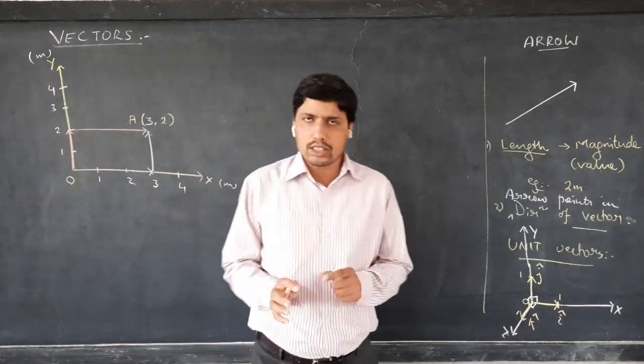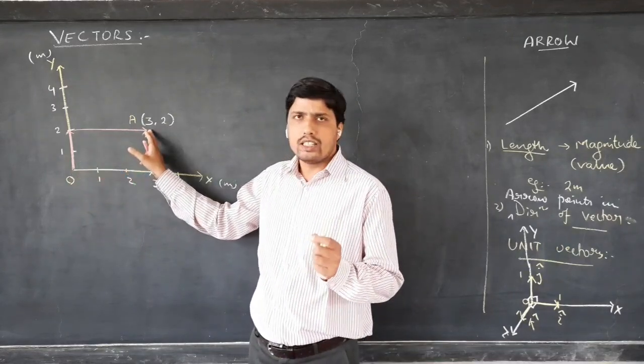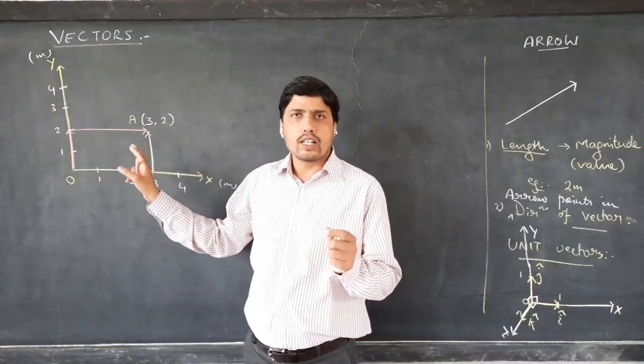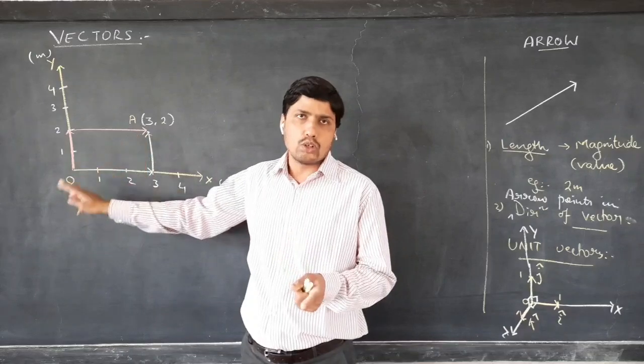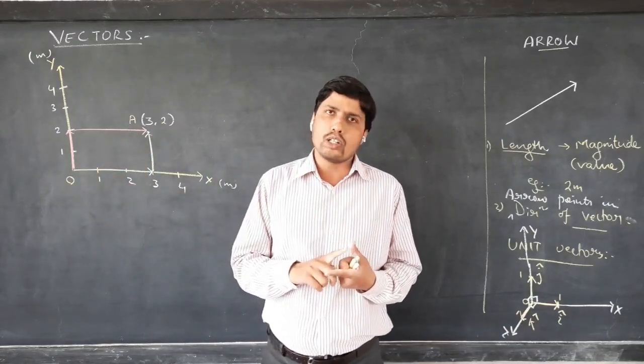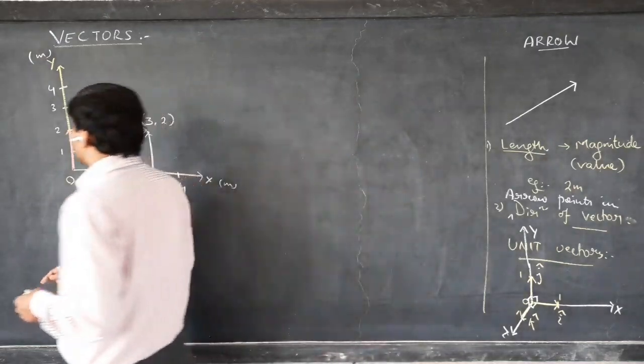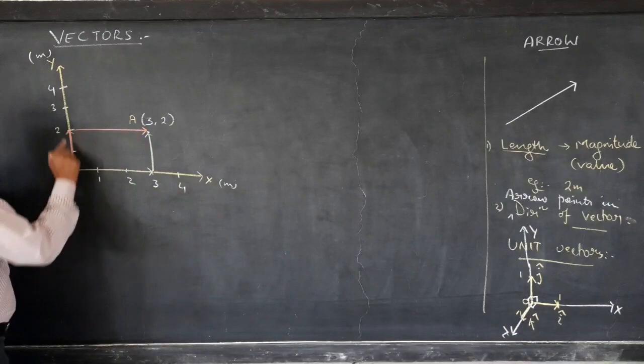Now let me repeat what I told. O is the origin. There is some point A, 3, 2. You are given a task to reach point A from origin. You are constrained to move either along x-axis or along y-axis. You cannot move in any direction. Then only there are two possibilities. Either you move like so or you move like so.